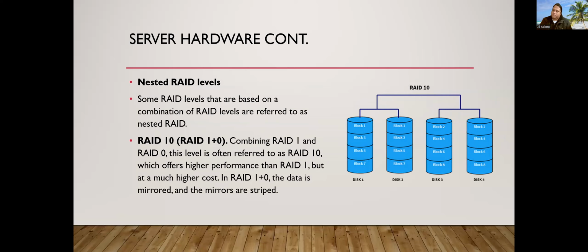In RAID 1 plus 0, the data is mirrored and the mirrors are striped. So it backs it up, stripes it, sends it everywhere else, backs it up. It's just continuously doing this. That's why it's called RAID 10. RAID 1's in the front, RAID 0 in the back. That's 10. That's essentially all I have for this one in terms of RAIDs.